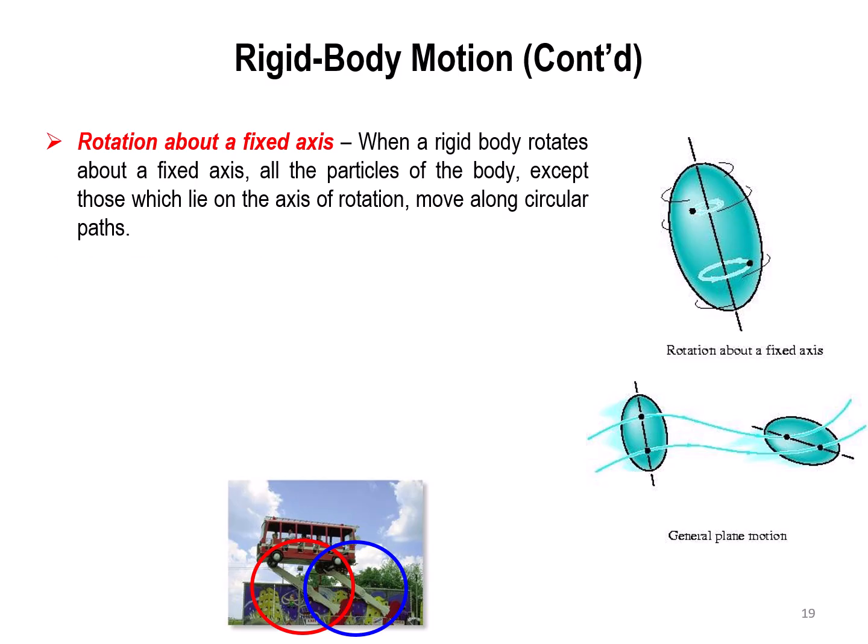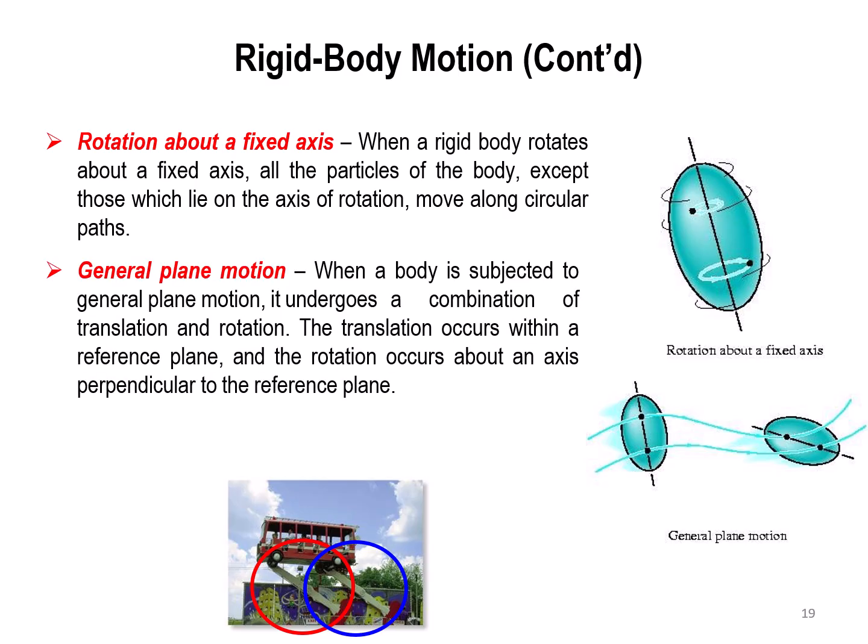The last type is the general plane motion, and that's when the body is subjected to a combination of translation and rotation. The translation occurs within the reference plane, and the rotation occurs about an axis perpendicular to the reference plane. Just imagine that you throw an object in the air: it rotates around itself while it falls. So we have a mix between rotation and translation, and that's what we call general plane motion.